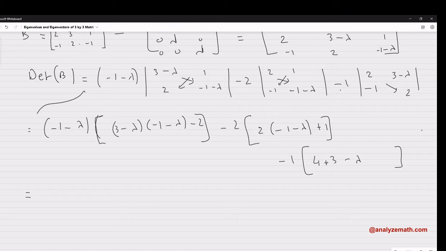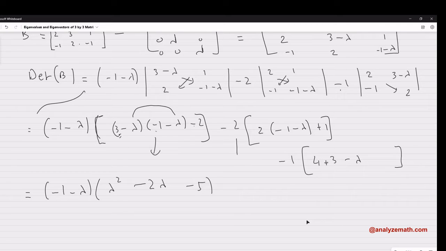Continue simplifying. So I have negative 1 minus lambda. Now let's do this here. Let's do it mentally. So let's start with the highest power. That gives me lambda squared. And then the constant term, it's a 3 multiplied by negative 1. That gives me negative 3, negative 2, negative 5 here. And then the terms with lambda, there is a plus lambda. When you do this with this plus lambda, and with this negative 3 lambda, that gives me negative 2 lambda.